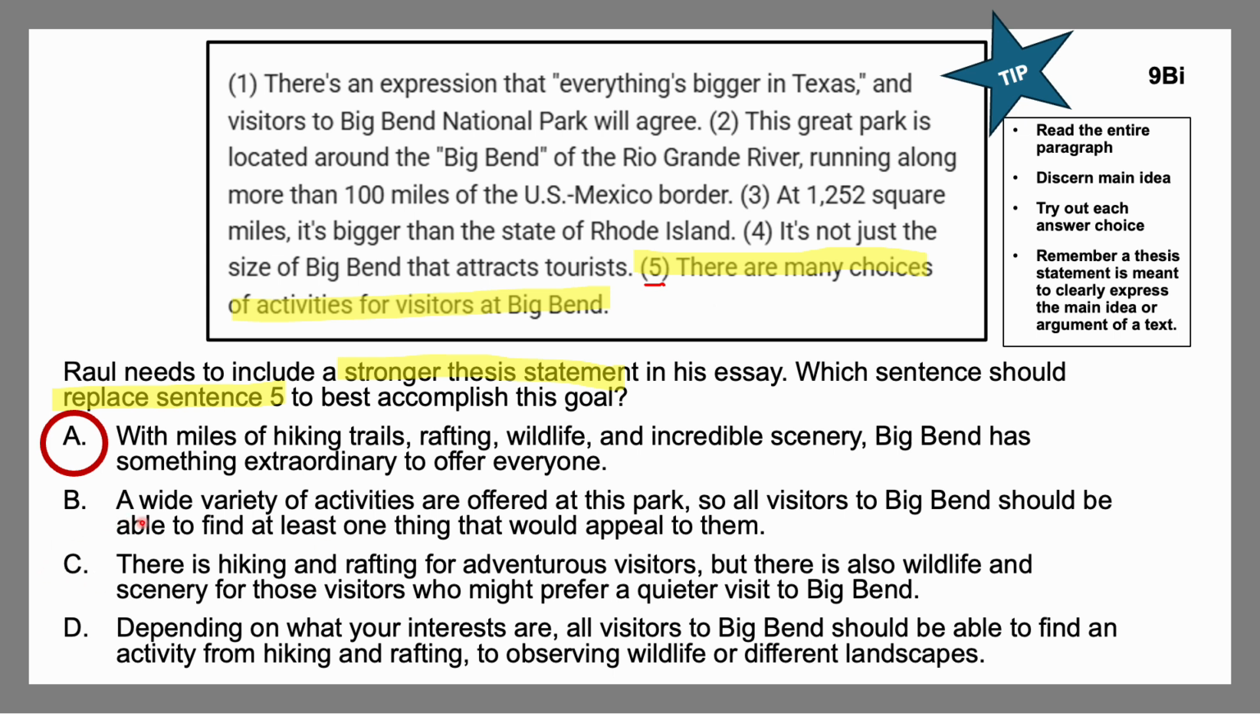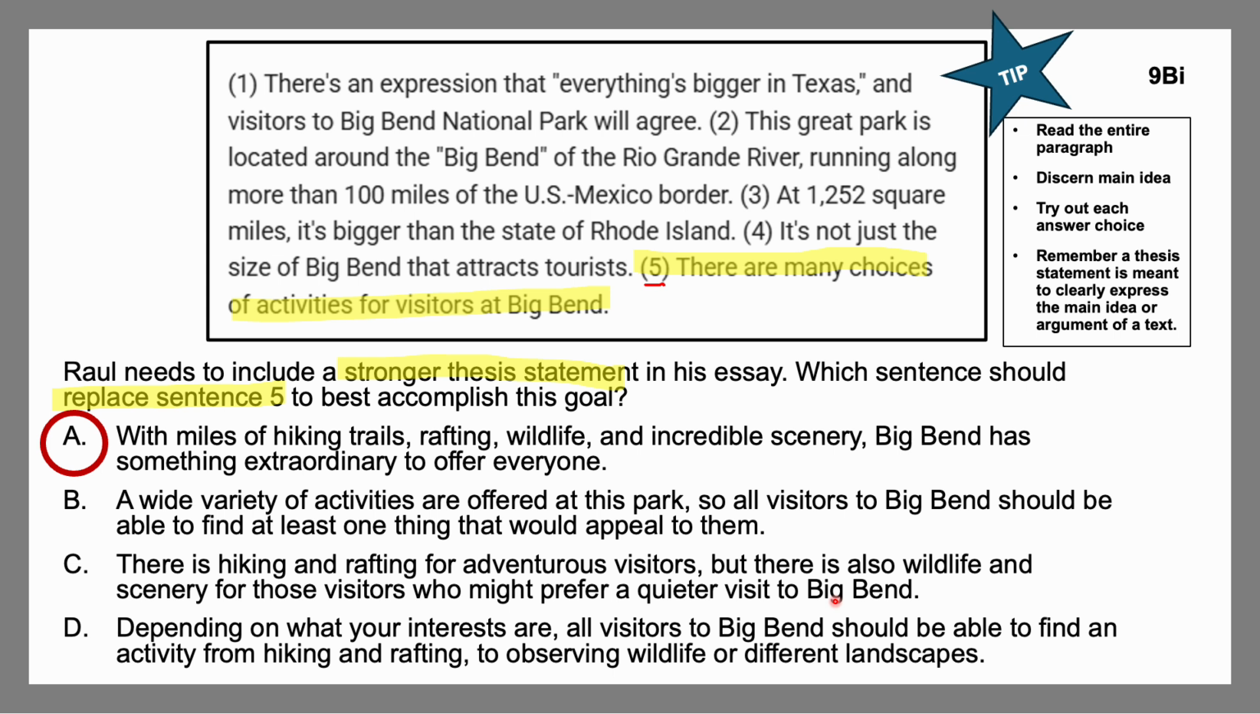B kind of does the same thing as what sentence 5 is already doing. It's a wide variety of activities, but it's not giving me any type of specificity here. C, it kind of gives you, there's hiking and rafting for adventurous tourists, but there's also wildlife and scenery for those who might prefer a quieter visit to Big Bend. This is a little too detailed at this point. That would probably work better in a paragraph, but it's not this big, broad statement that I need for a thesis statement. And then finally, D, depending on what your interests are, all visitors to Big Bend should be able to find activity from hiking and rafting to observing wildlife or different landscapes.